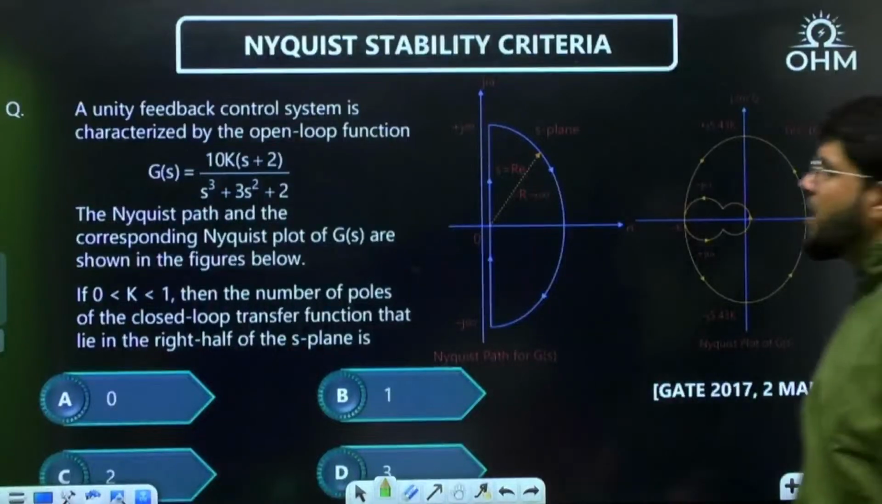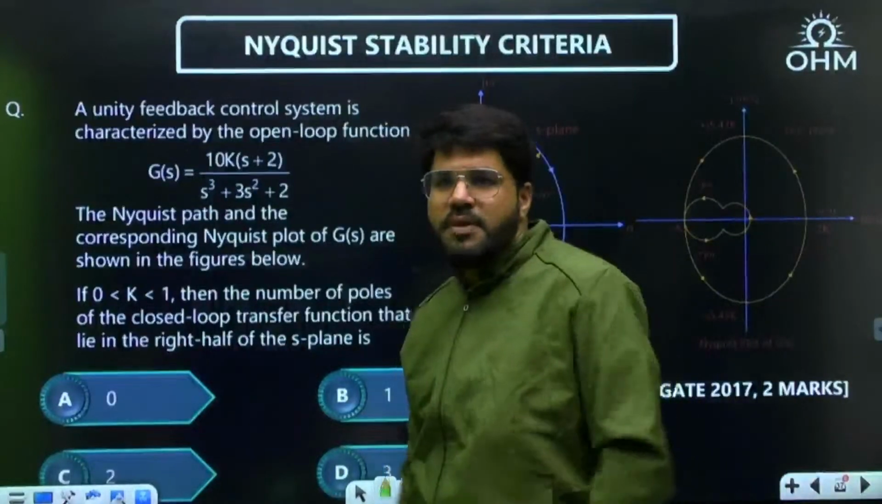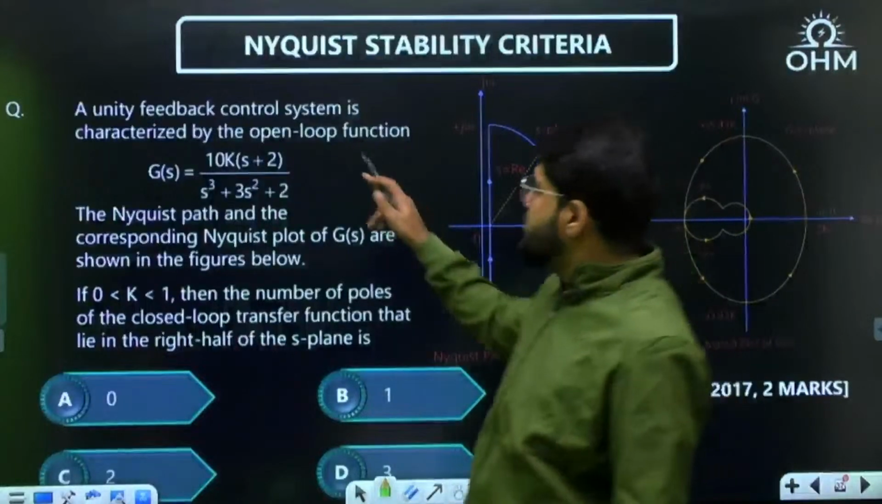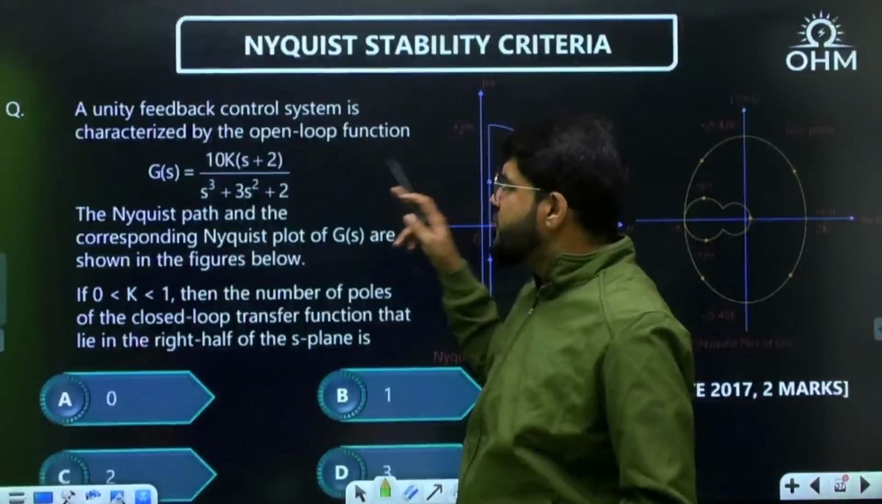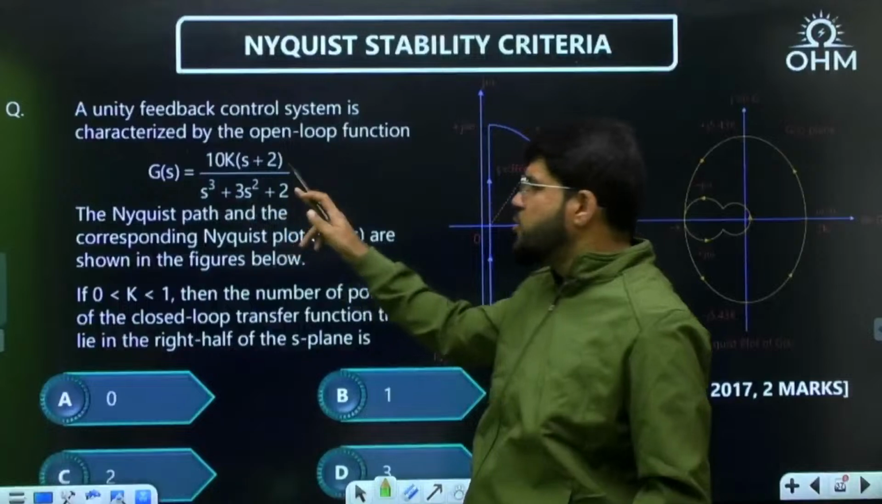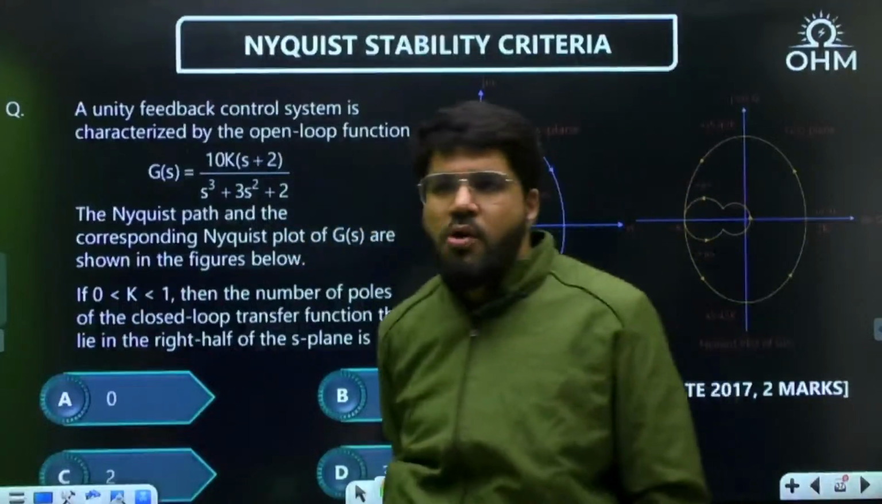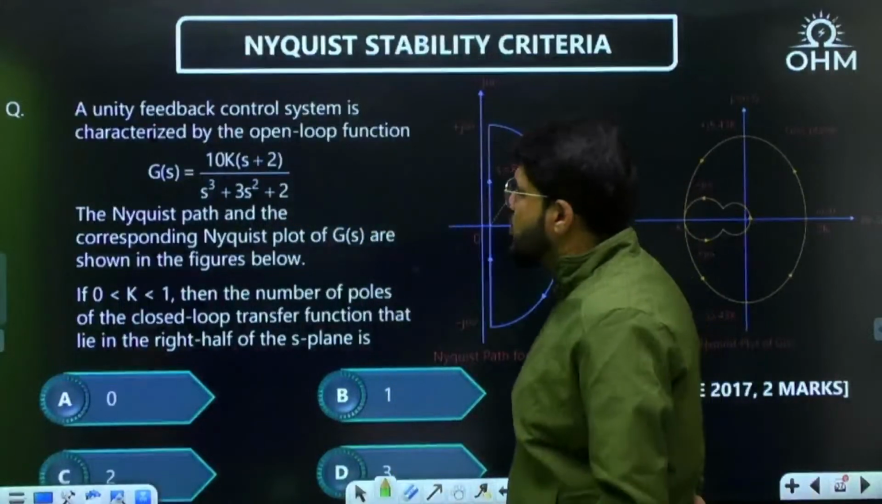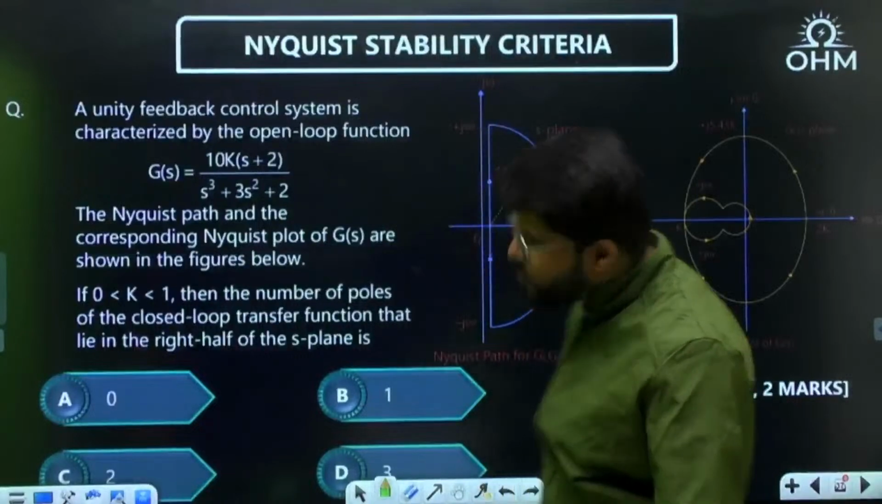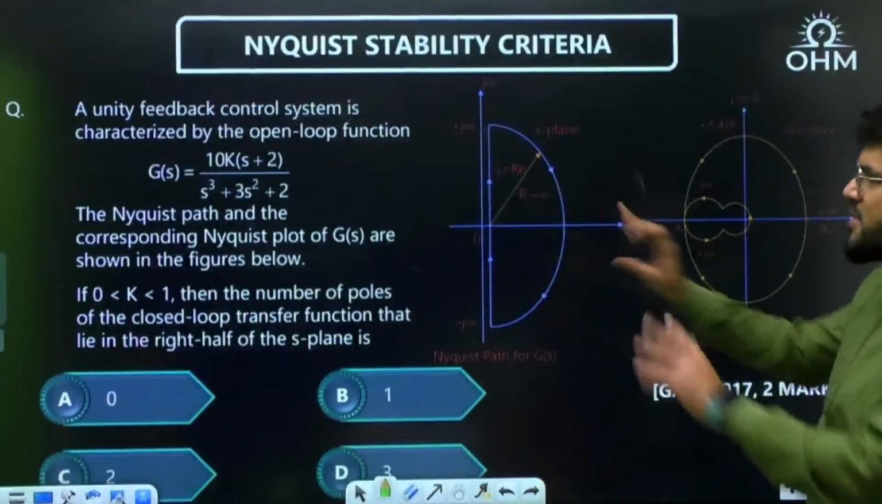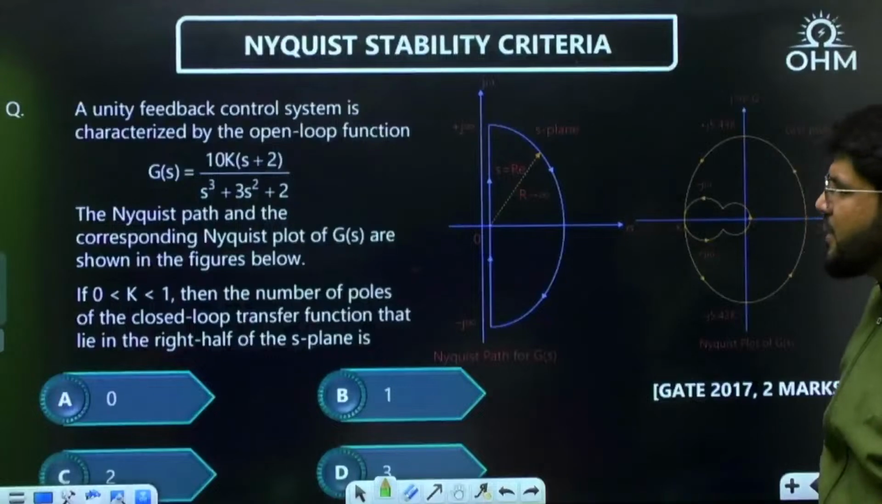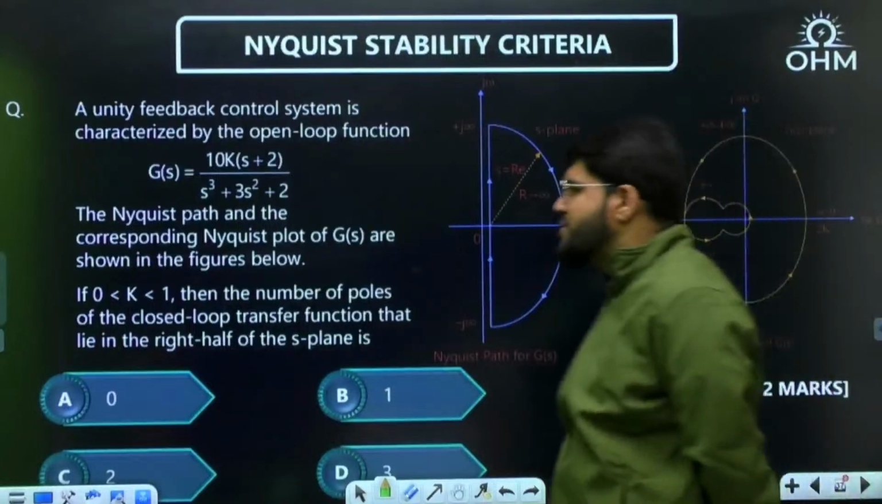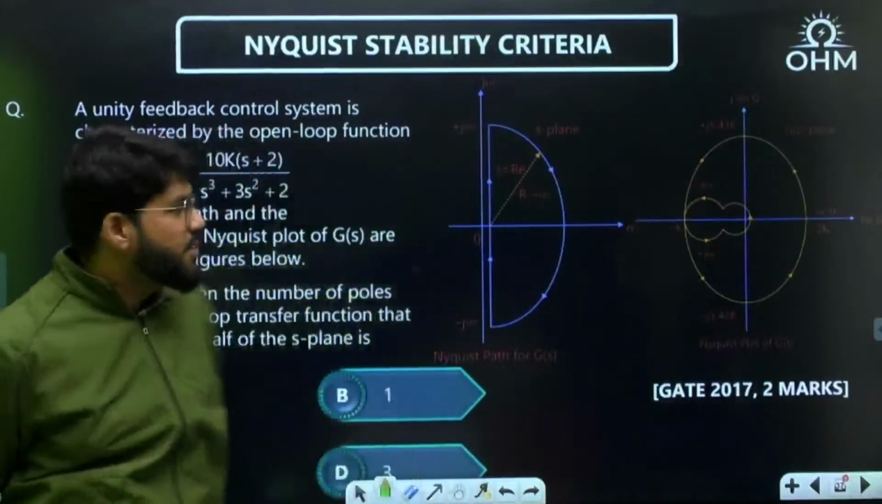Understand this question. A unity feedback control system is characterized by the open loop transfer function G(s) = 10K(s+2) / (s³ + 3s² + 2). Okay, G(s) is given. The Nyquist path and the corresponding Nyquist plot of G(s) are shown in the figure. Some Nyquist path is given.